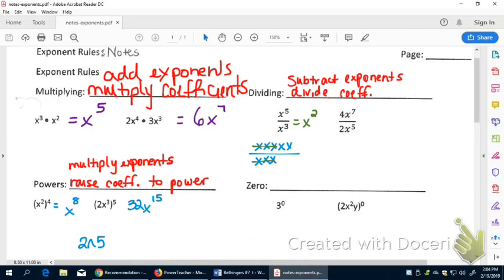And the next one, you do 4 divided by 2, and you get 2. Then you do 7 minus 5, and you get 2. I'm going to add another problem. Okay, 6 over 18, x squared over x to the 5th. Okay, so first thing you're going to do is you're going to divide the 6 and the 18.